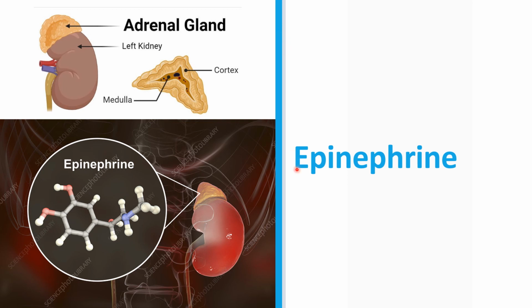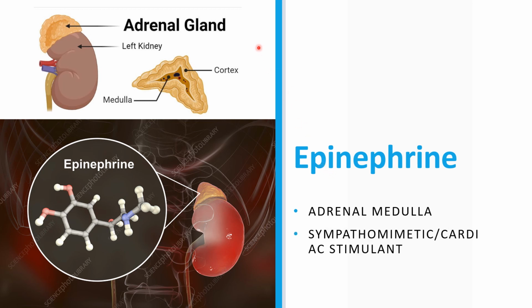The next is epinephrine. Epinephrine, also called adrenaline, is a hormone that is secreted mainly by the medulla of the adrenal glands, and it functions primarily to increase the cardiac output and to raise the glucose levels in the blood. Epinephrine is typically released during acute stress, and its stimulatory effects fortify and prepare an individual for either fight or flight. So epinephrine is a sympathomimetic and a cardiac stimulant.